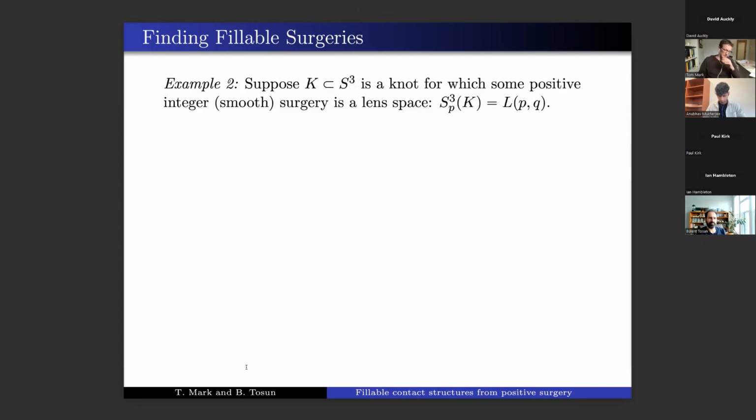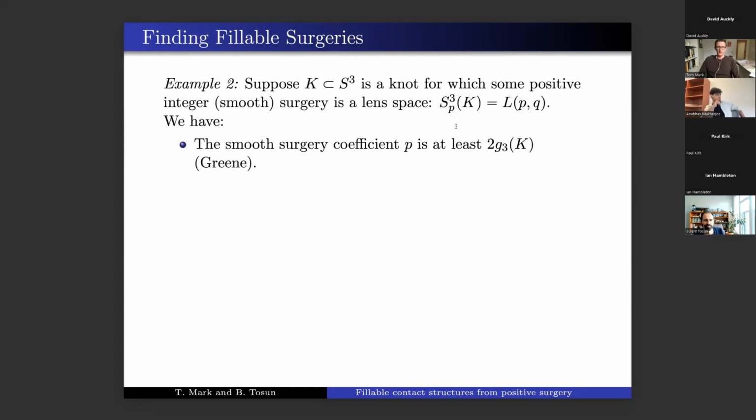Here's another one. Suppose you have a knot that admits a lens space surgery, so a positive surgery that's a lens space. I claim that you're going to have a fillable positive contact surgery as well. In fact, the contact surgery that corresponds to this smooth surgery is going to give you a fillable contact structure. So what's the idea?